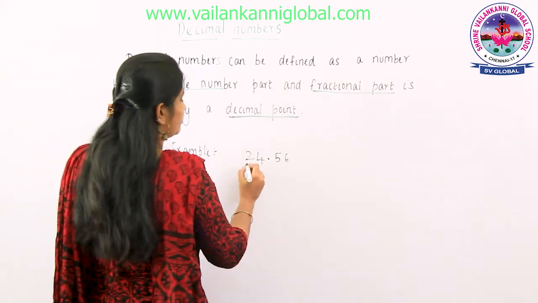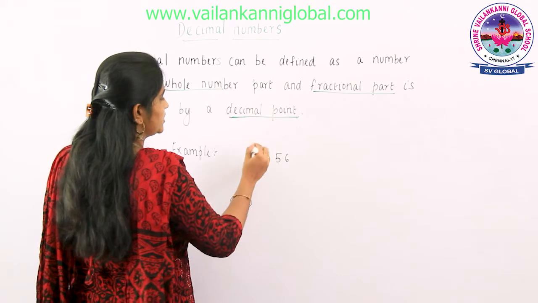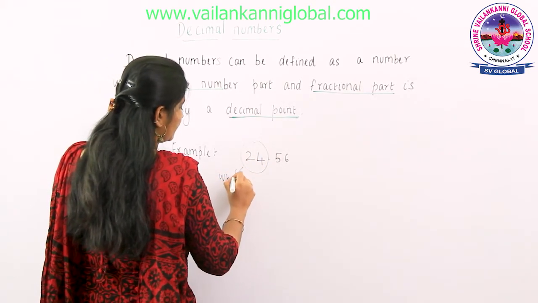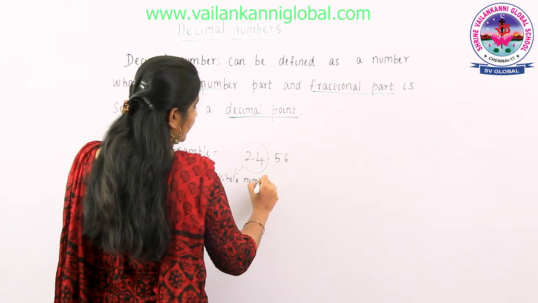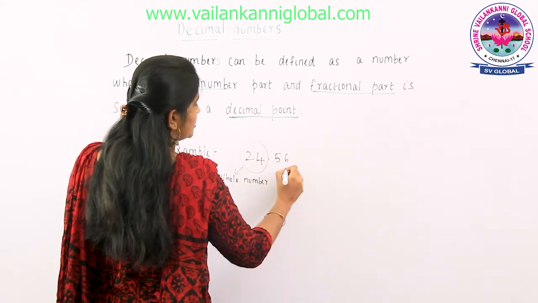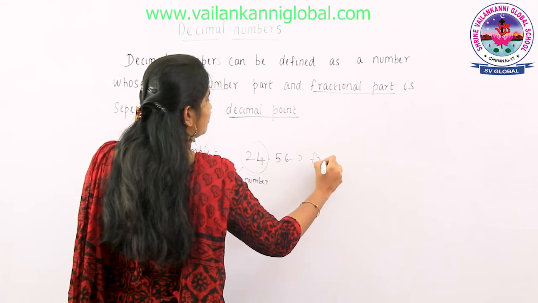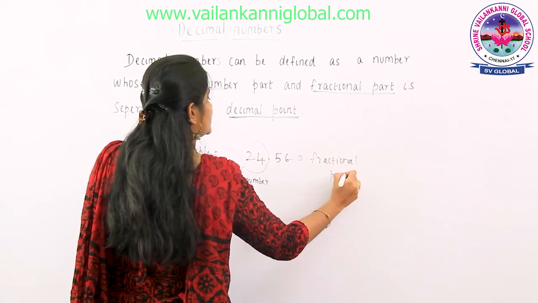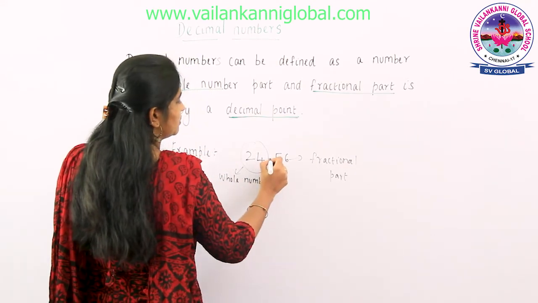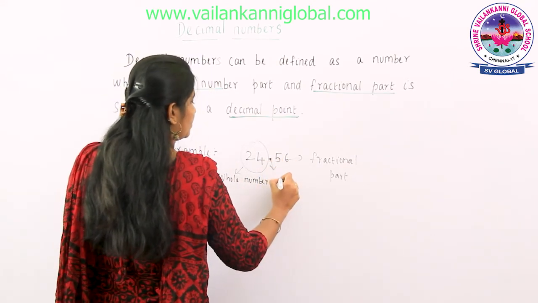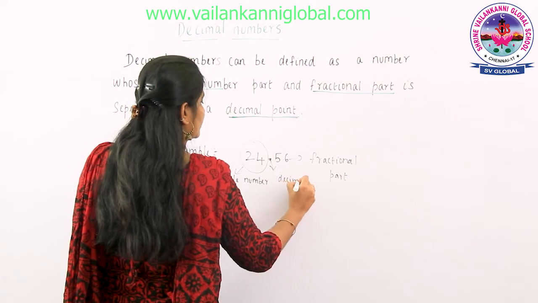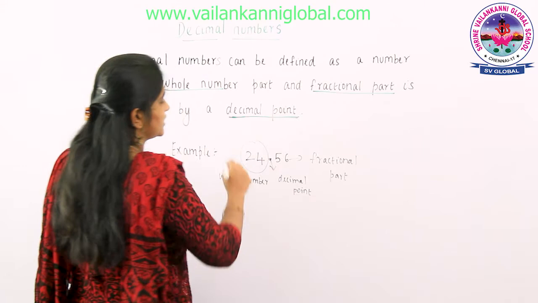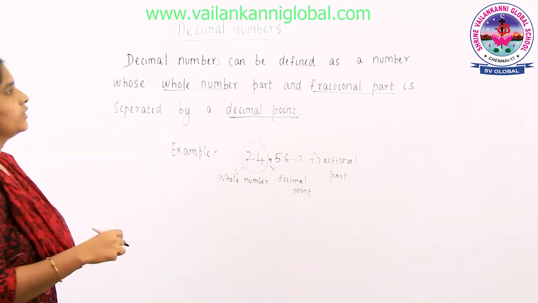So here you have 24.56. In this, 24 is nothing but your whole number and this 56 is your fractional part, which is separated by the decimal point. So this is the decimal point. So here 24.56 can be called as a decimal number.